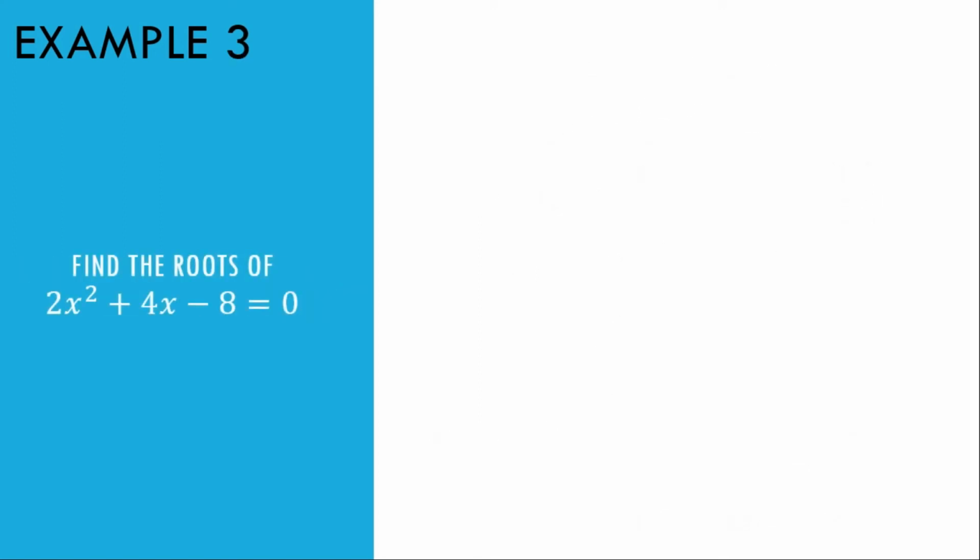Example number 3. Find the roots of 2x squared plus 4x minus 8 is equal to 0. Okay. Since itong a natin is equal to 2, hindi yan 1, so divide muna natin lahat ng terms natin by 2. 2x squared divided by 2 is x squared, 4x divided by 2 is 2x, and negative 8 divided by 2 is negative 4.